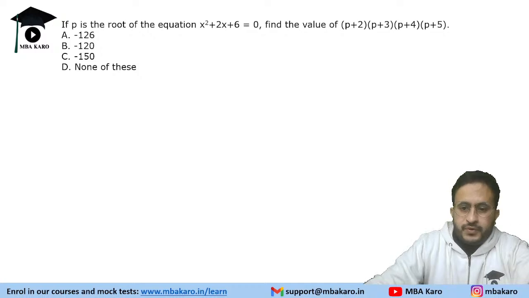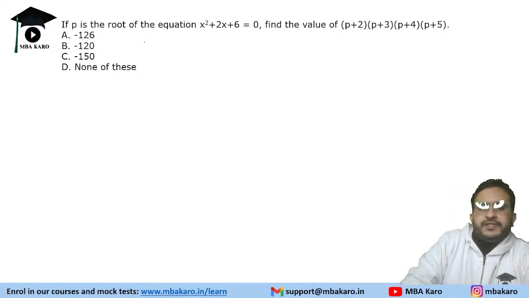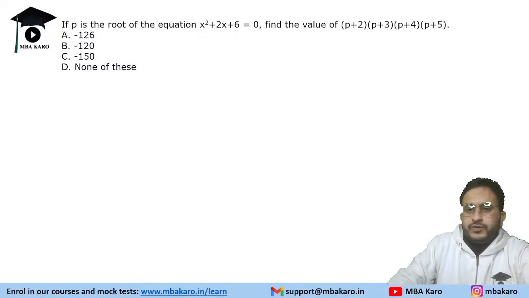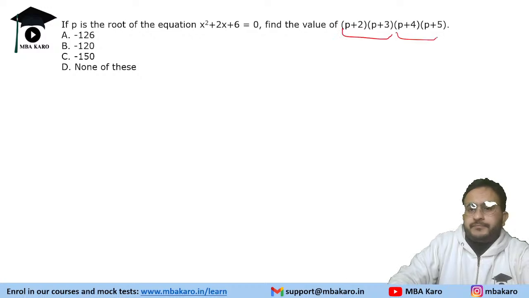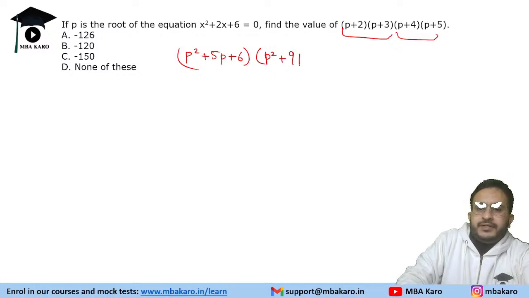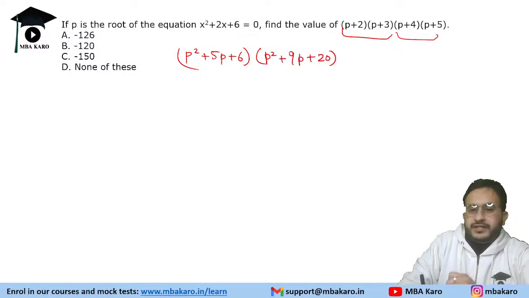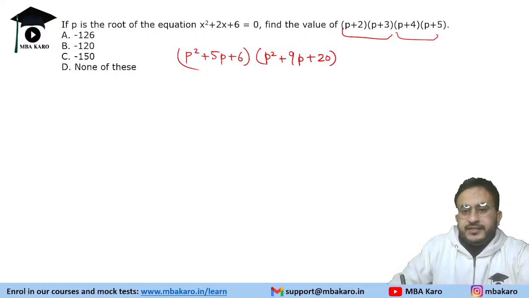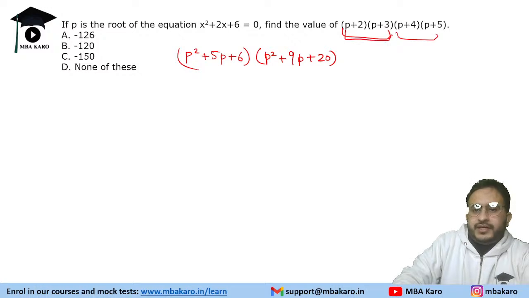So let's look at this question. It says that p is the root of this equation. So that means p square plus 2p plus 6 would be equal to 0. What we will do is take 2 at a time. Multiply these two parts, so we'll get p square plus 5p plus 6 into p square plus 9p plus 20. Do not expand everything, just expand this part like 2 at a time.